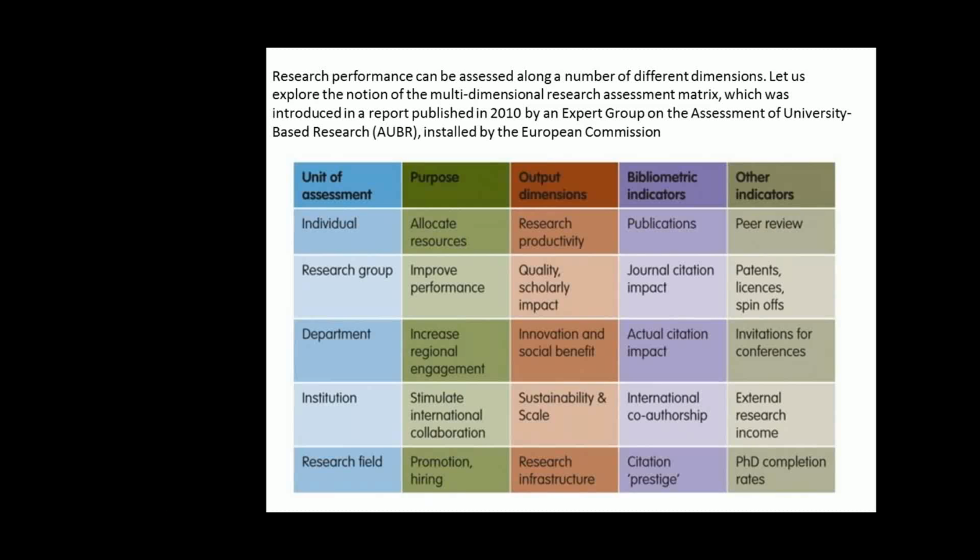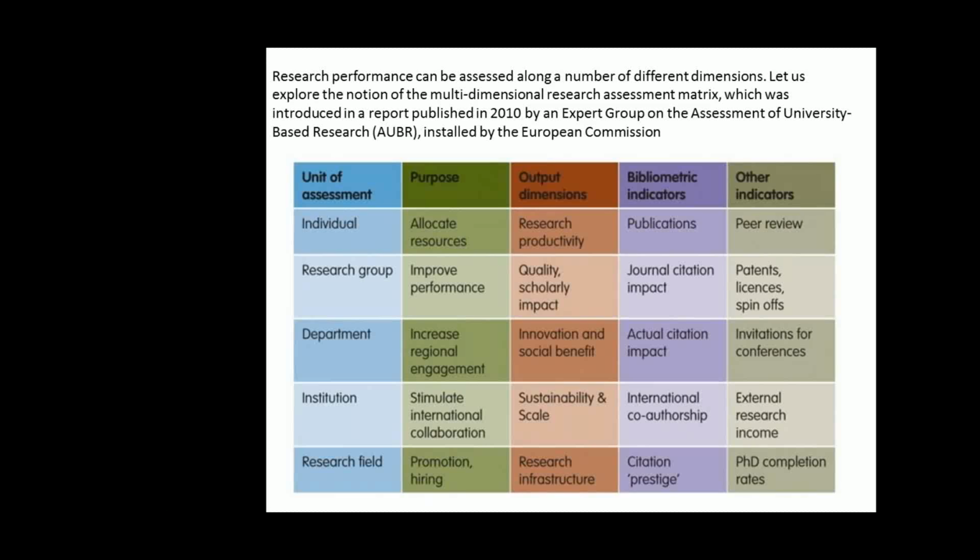Research group: the purpose is improving the performance, quality, scholarly impact, journal citation impact, patent licenses, and other things. Departments: increase regional engagements, innovation and social benefit, actual citation impact, invitations for conferences. In the case of institution, it stimulates international collaboration, sustainability and scale, international co-authorship, external research income. Research field: promotion, hiring, research infrastructure, citation prestige, PhD completion rates.